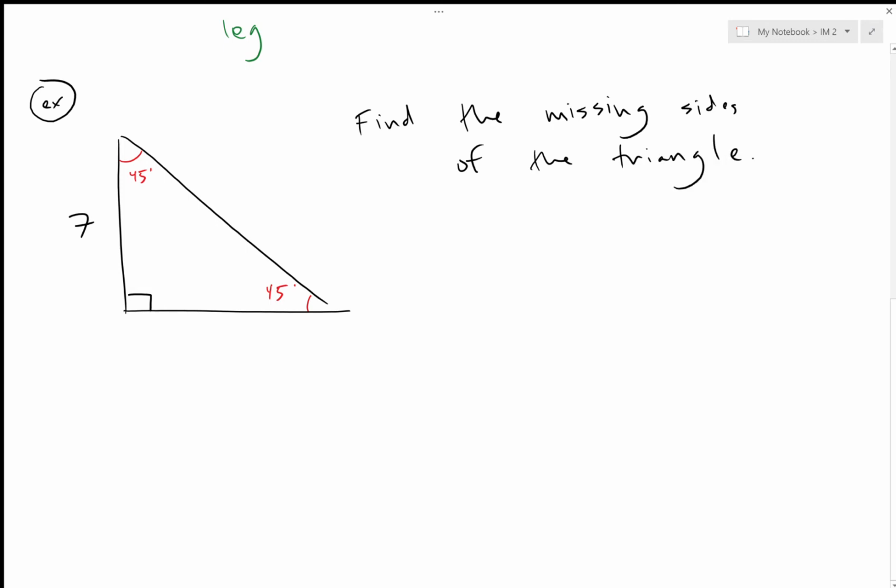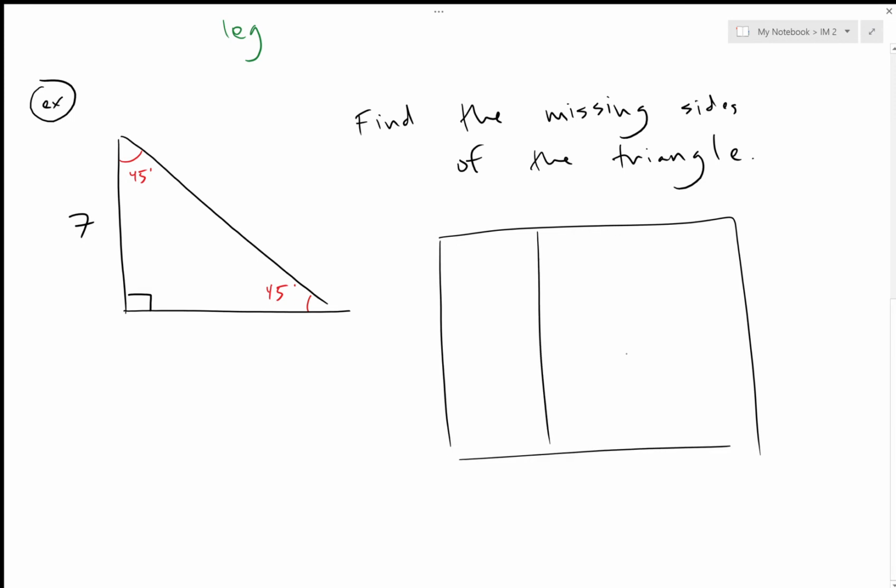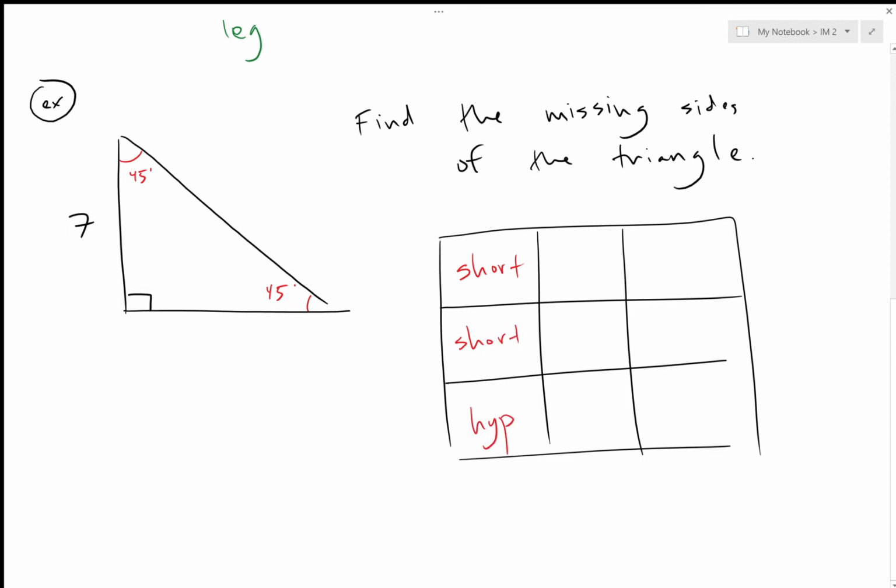Okay. So since we see it is a 45, 45, 90, we're able to set up the same table from above. So I'm going to go ahead and draw that table. We always have two short sides of this triangle and one long side called the hypotenuse. And down the middle are the ratios, and those never change. It's x, x, and x square root 2.